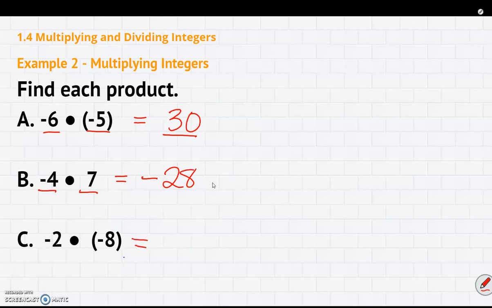Here we have, sorry, same signs, negative and negative, which means we should get a positive answer. 2 times 8, of course, is 16. So a -2 times -8 is positive 16. It's almost like the negatives cancel each other out.